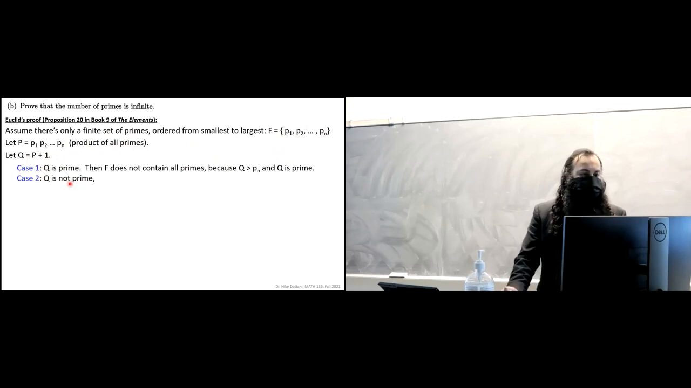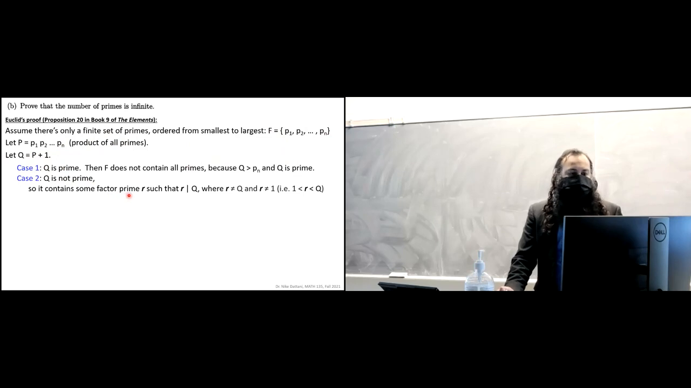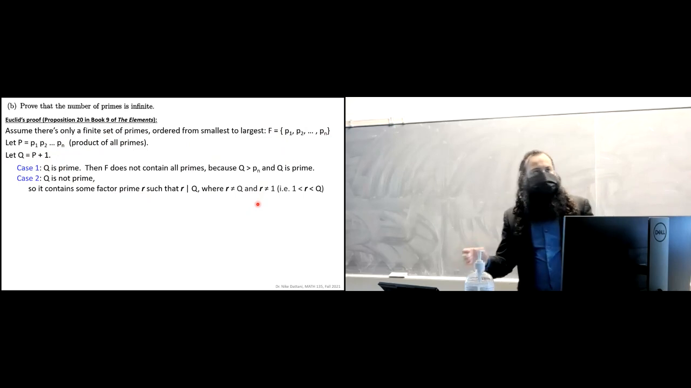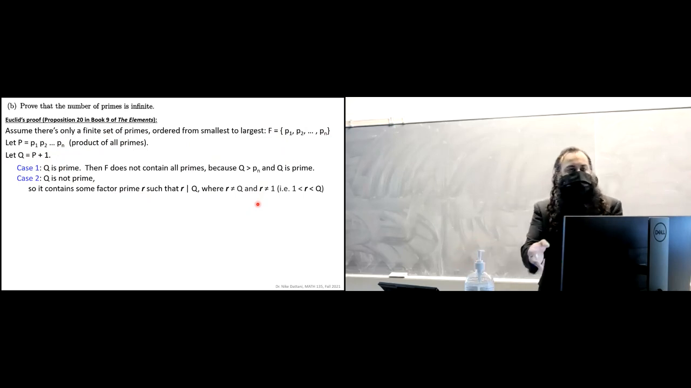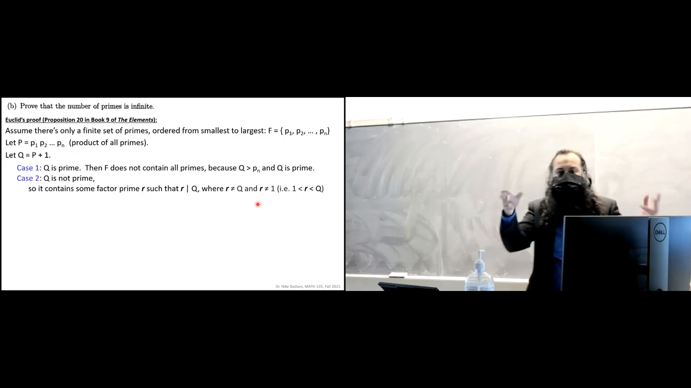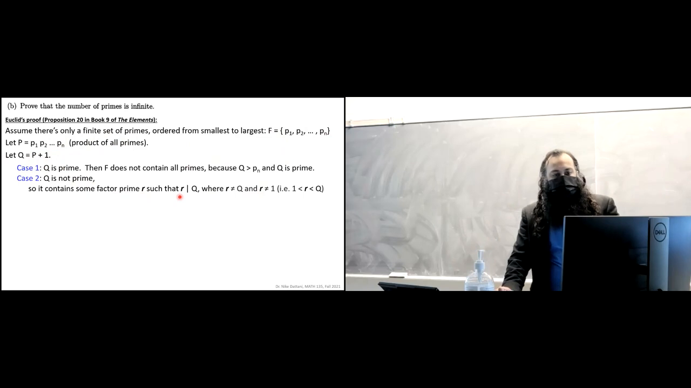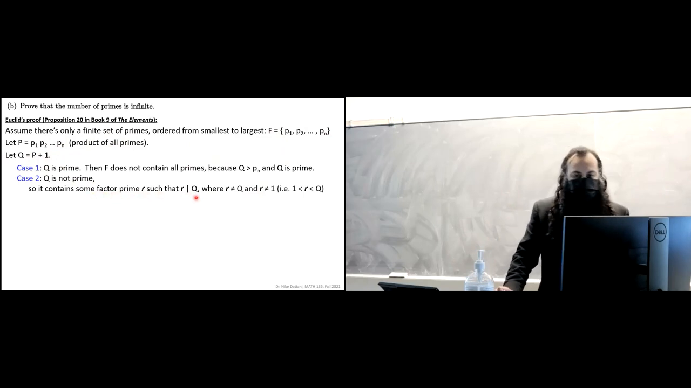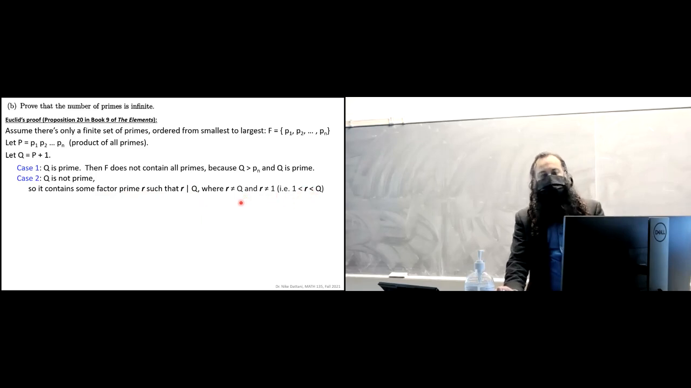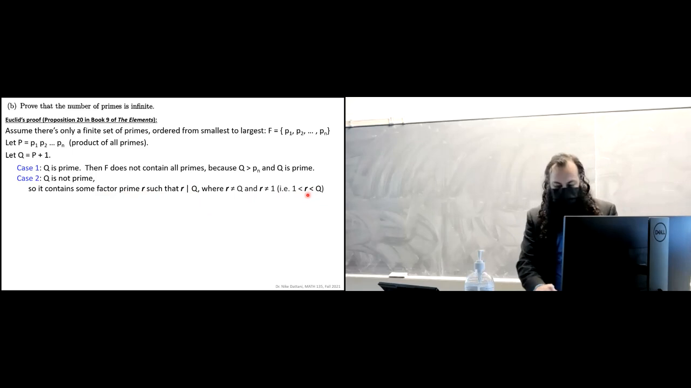What about in case two when Q is not prime? If Q is not prime, then it contains some factor R, which is not Q and not one. It's not a prime number, it's a composite number. So it has some factors in addition to Q and one. And if it's a factor, then R divides Q. So R has to be between one and Q because it's not one and it's not Q. So it's some prime number between one and Q.